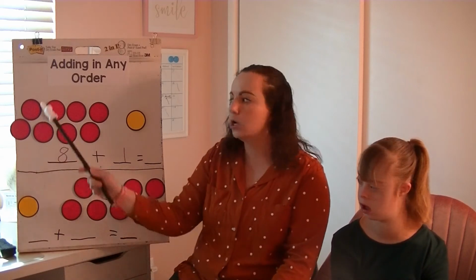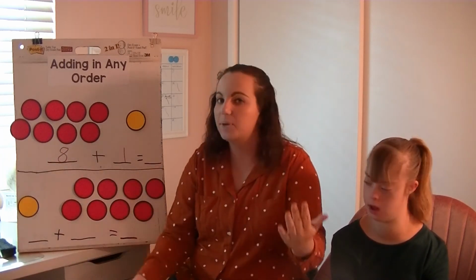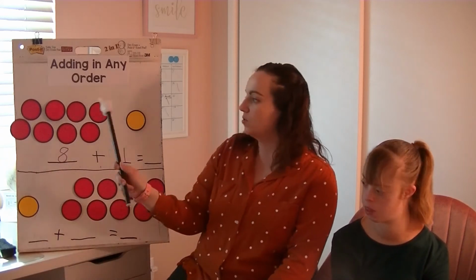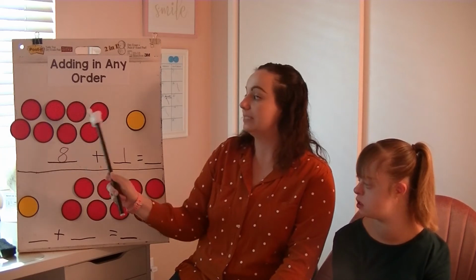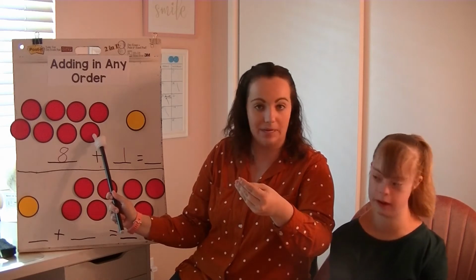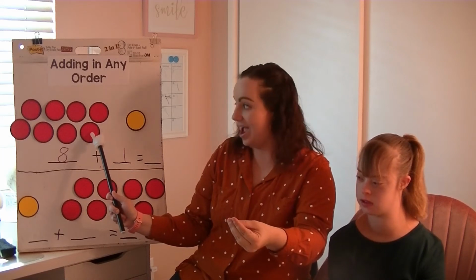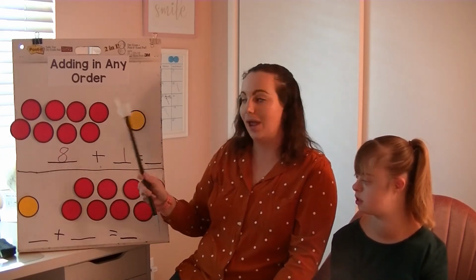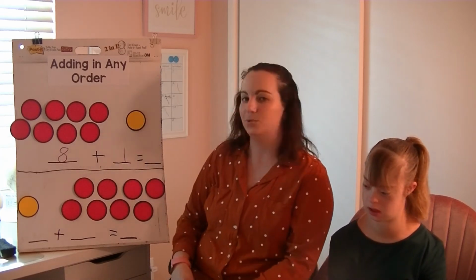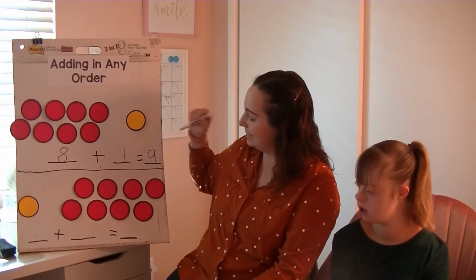Now, let's add 8 plus 1 and see what happens. Could I sit here and go 1, 2, 3, count all of them? Sure, if you need to. But we've been learning our counting on or adding on strategy. So we know we already have 8. 1, 2, 3, 4, 5, 6, 7, 8. Let's keep counting on. Are you ready to help me, Kaylee? What number comes after 8? 9. Good. So 8 plus 1 equals 9. Great job. So I'm going to write 8 plus 1 equals 9.